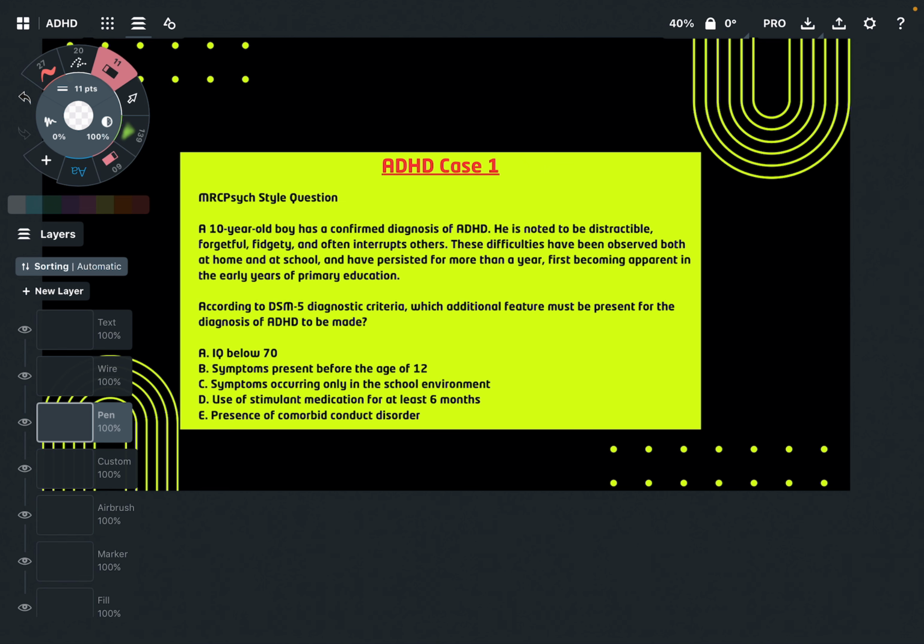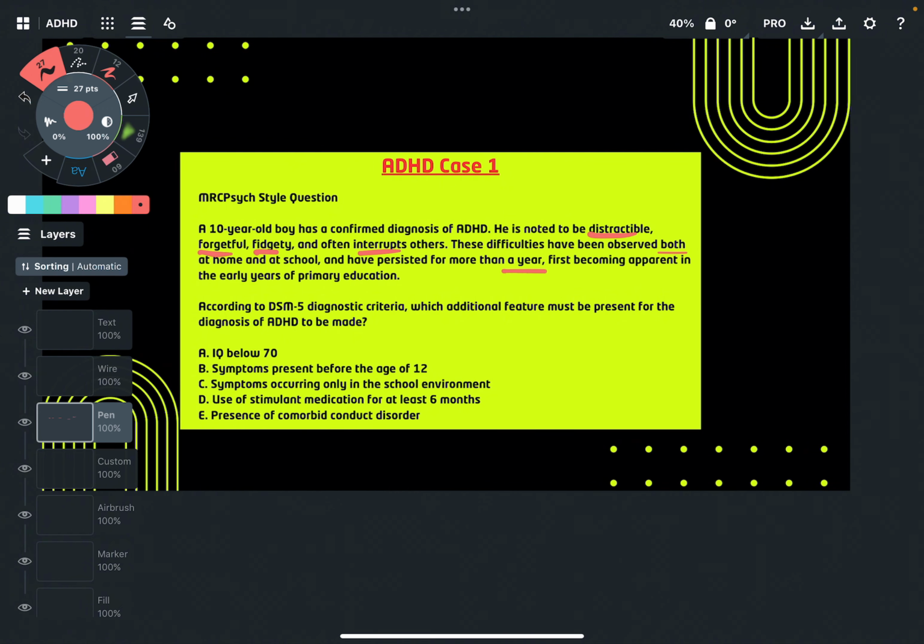So here's the question. A 10-year-old boy has a confirmed diagnosis of ADHD. He's noted to be distractible, forgetful, and often interrupts others. So just look at the key words. Forgetful, fidgety, and often interrupts others, and is distractible. These difficulties have been observed both at home and at school. So they've been observed in two places and have persisted for more than a year.